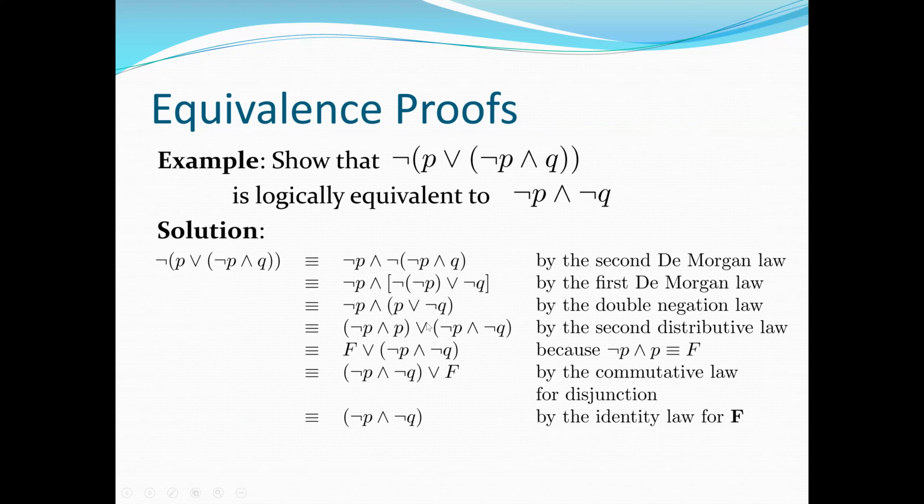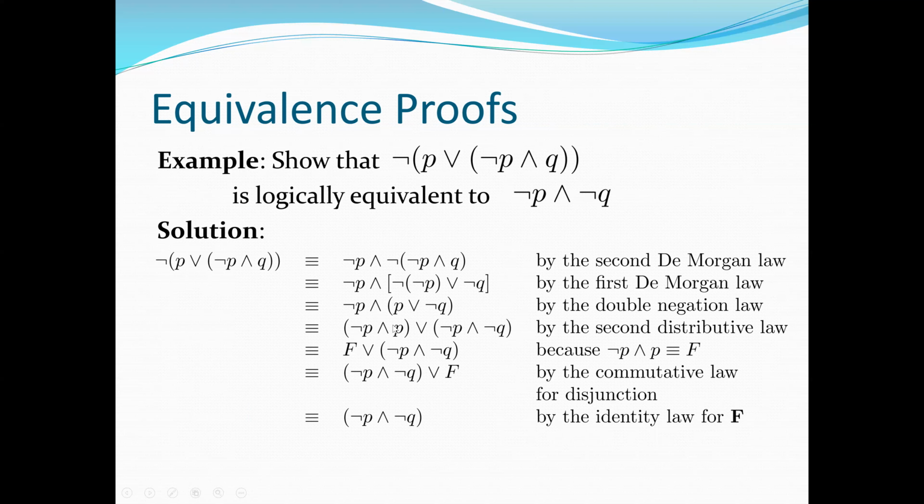Then we can rearrange this, so we can arrange not P and P to be together. Not P and P will give me F always, because if P is 1, 1 and 0 is 0, and 0 and 1 also is 0. So not P and P gives me F.